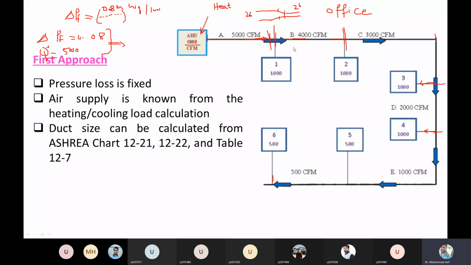So for reduced flow rate, I think that's why the velocity is less. Okay. So similarly, for the next, the procedure is the same. Now you can calculate for each size, or even for the branches, you know the value of the delta PF and you know the flow rate, so you can calculate the diameter of the duct. Right? So this is the first approach.